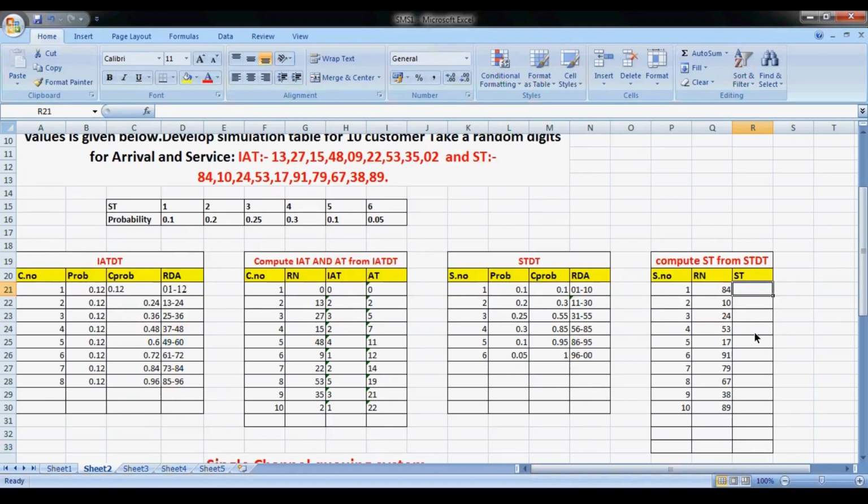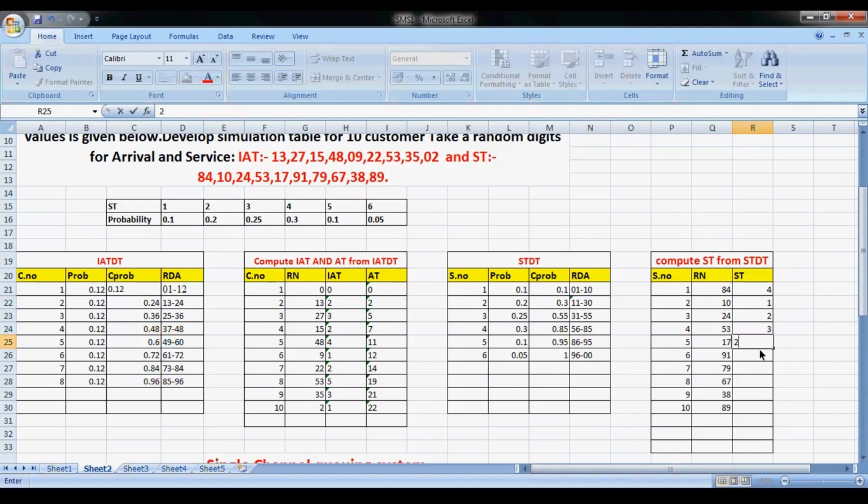Now we need to find out the service time based on the random number from the service time distribution table. Now take 84 and go to the service time distribution table. 84 is falling under this range, so the service number is 4. So I will write the service time for the first customer as 4. Next, 10 is falling under this range, so its service number is 1. So I will write 1. Next random number is 24. 24 is falling under this range and its service number is 2. So I will write 2. Next, 53 is falling under this range and its service number is 3. So I will write 3 here. Now 17 is there. 17 is falling under this range and its service number is 2.